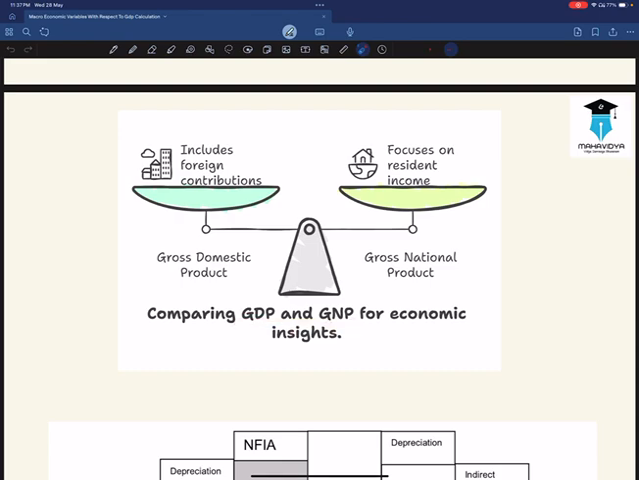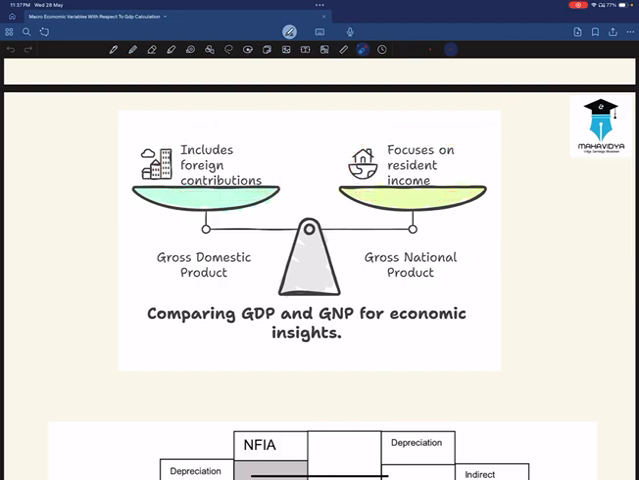GDP includes the foreign contributions. If some foreign national is working in the domestic territory of our country, then the work of that foreign national is included in the GDP of our country. But GNP focuses on the resident's income. The resident may be working in our country, or the resident may be working abroad. So after including net factor income with the GDP, we arrive at GNP.